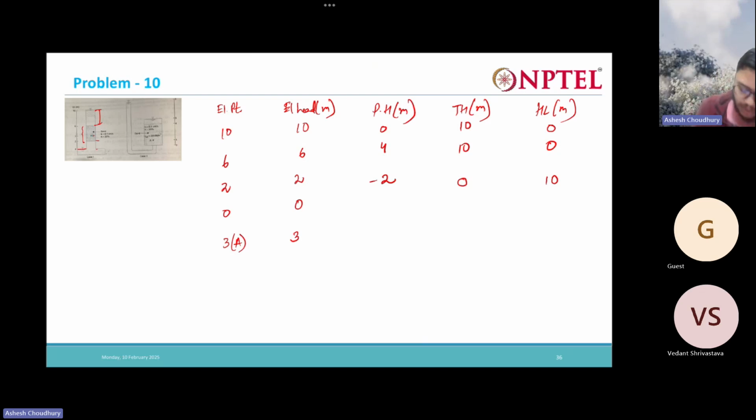Similarly, at the exit point, what is the elevation? Here also we are considering the total head is 0, obviously. Head loss is 10, so this pressure head will be 0.